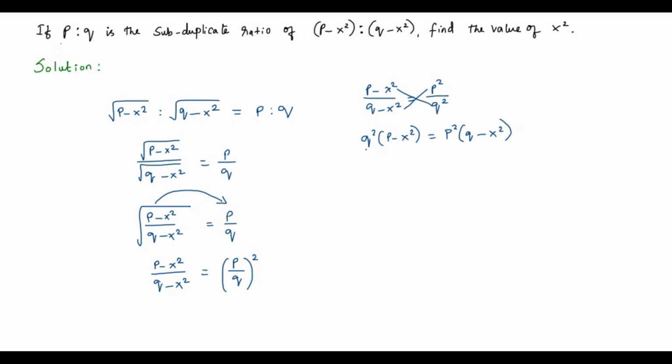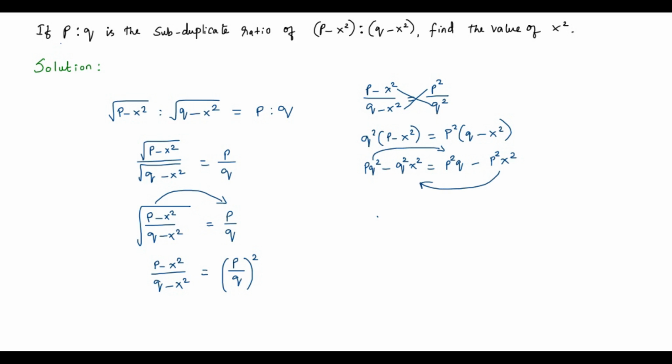Okay, let's simplify this one, that is we have to distribute this Q square to P and minus x square. When we do so, we get P Q square minus Q square x square. Here P square Q minus P square x square. Okay, let's bring all the x square terms on one side, all the terms without x square on another side. So I am going to take this minus P square x square on this side, and I am going to take this P Q square on this side.